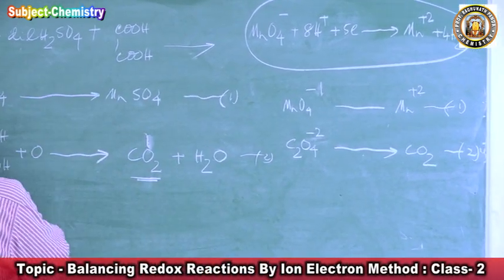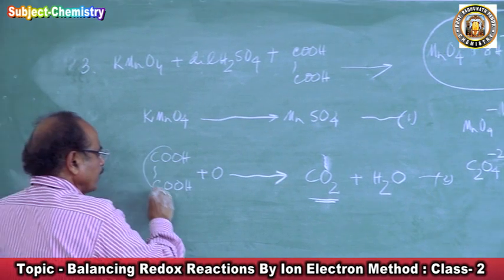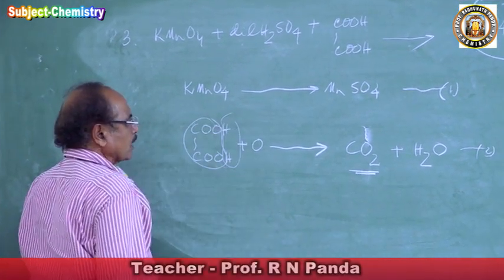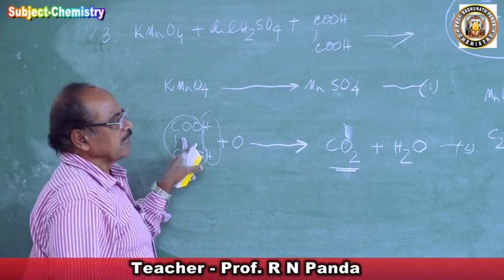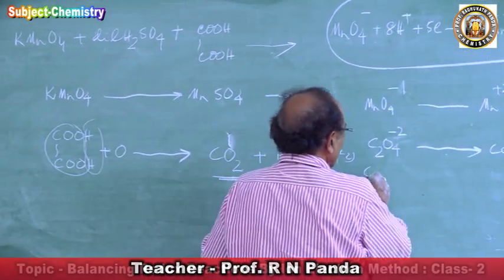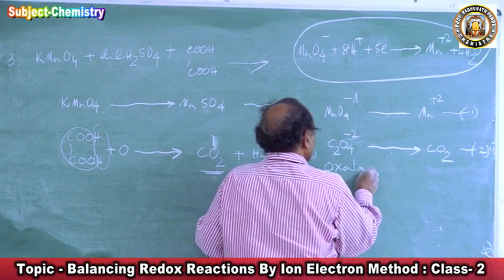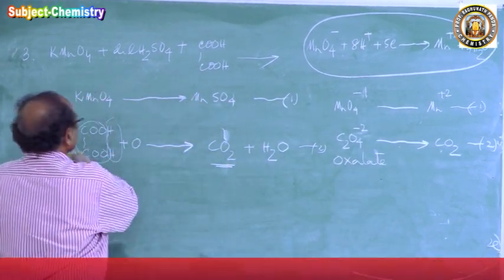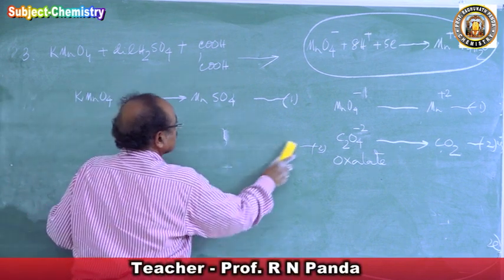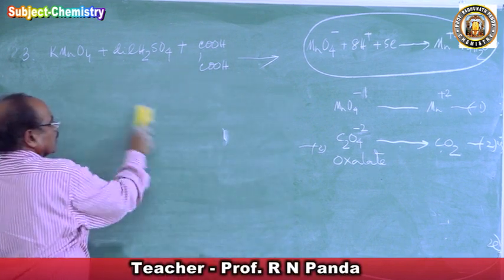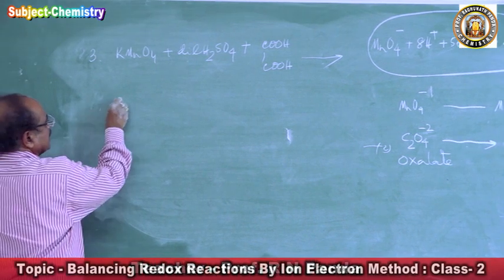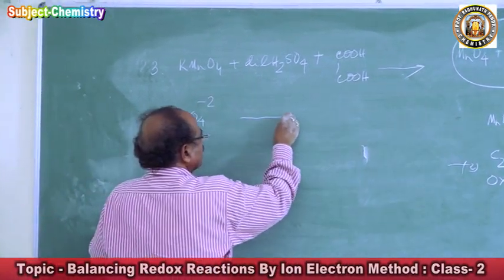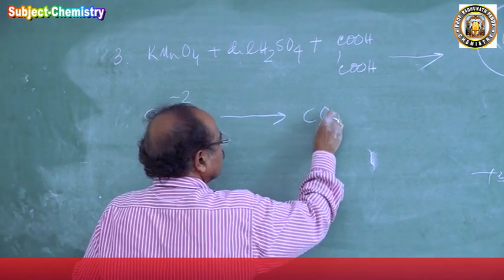This is oxalate, because the oxalate ion is this, and H⁺ is not changing oxidation number. Whose oxidation number is changing? This oxalate. Oxalate is oxidized to carbon dioxide. So we get the balanced equation for oxalate: C2O4²⁻ is forming CO2.